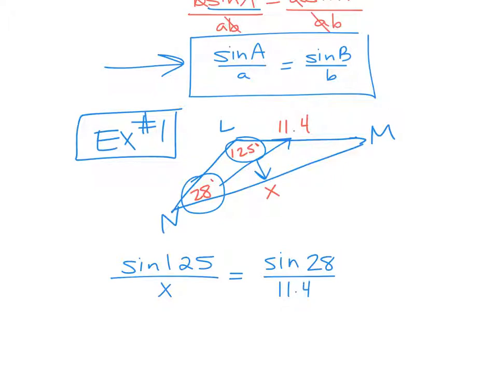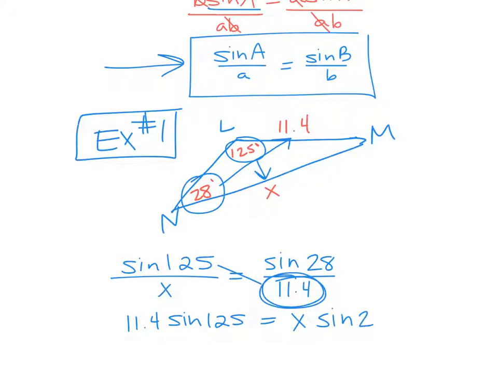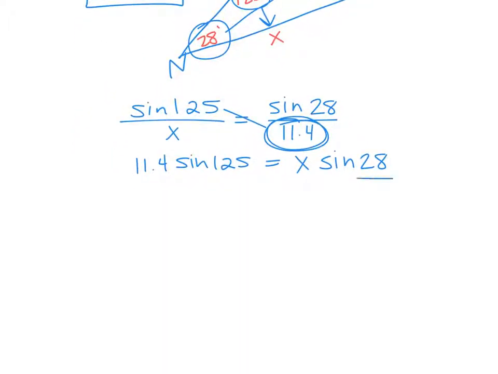Okay, how do you solve that? Cross multiply, right. So if we cross multiply this, I always put this in front of the sine to avoid issues with parentheses. So it's going to be 11.4 sine 125 equals X sine 28. Okay, that's cross multiplication right there. How do I solve for X? Divide by sine 28 and divide by sine 28.